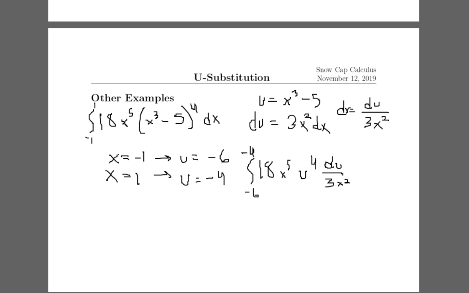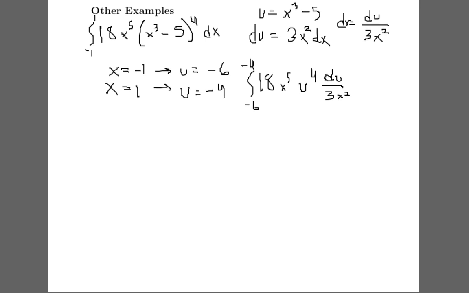All right, so we do cancel out two factors of x, and then 18 over 3 is going to be 6, so we can pull that out. So we have a 6 times the integral from -6 to -4. So x to the 5th divided by x squared is going to be x cubed. So we have u to the 4th du. And then I think we have to do that trick again where we find x in terms of u.